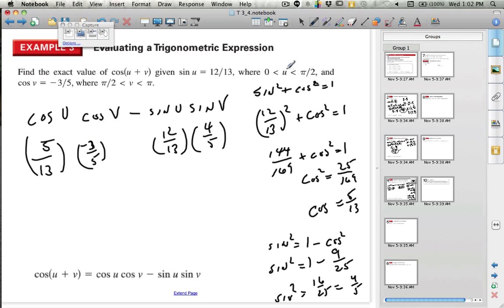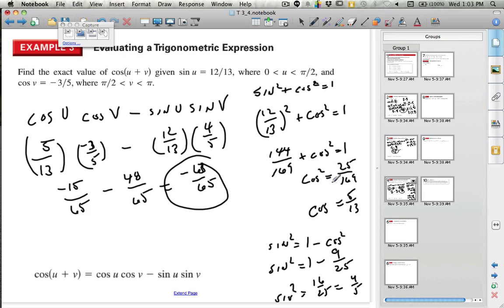And I really should just double check for validity. This was first quadrant, okay, so cosine would be positive. This one, on the other hand, is second quadrant. Cosine is negative, but sine is positive. So we're all okay. I just wanted to make sure that I had the correct signs. So here we'll have negative 15 over 65ths, minus 48 65ths. So this will be negative 63 65ths.